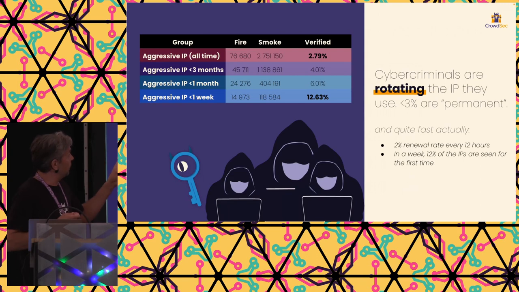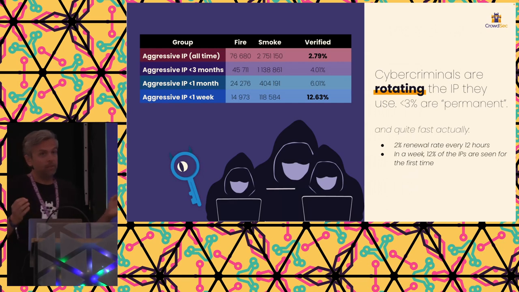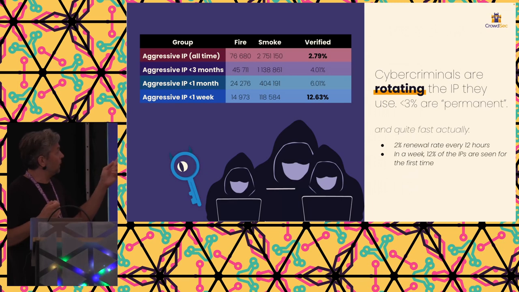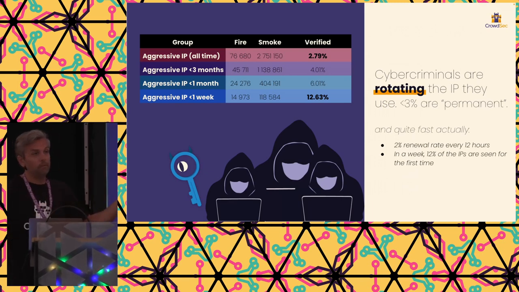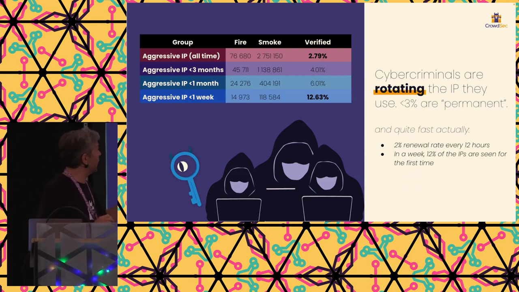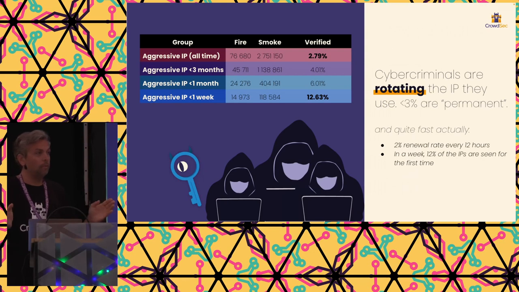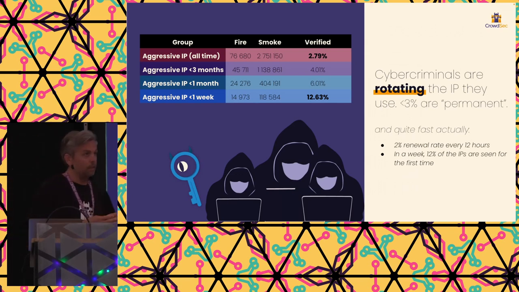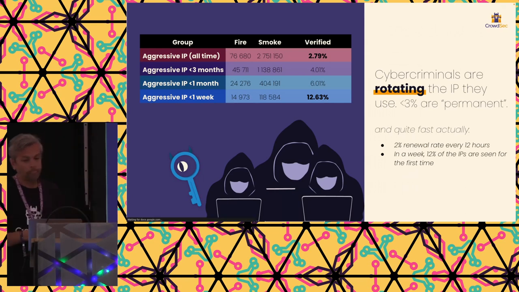Look at the two figures in bold, because the top one shows that over time all the IPs that have been seen at least once as malevolent at some point since CrowdSec started a year and a half ago is around 2.79%. But if you look at how many new IPs CrowdSec verifies in a week, then it's six times as high, meaning that the IPs that the bad guys are using are rotating a lot in the short term. And the reason why they do that is because they want to be anonymous.